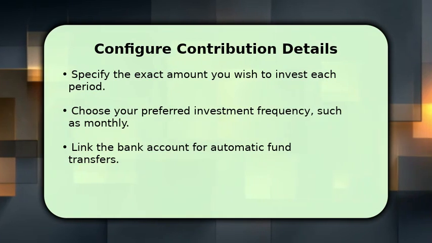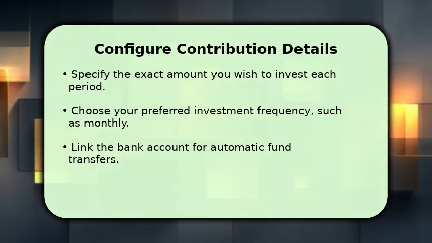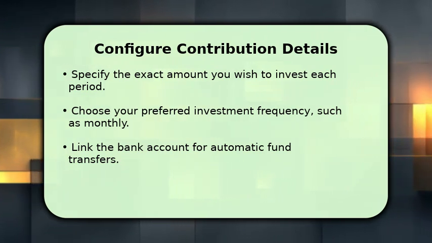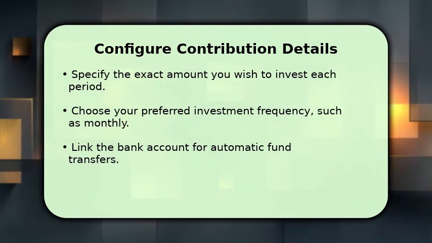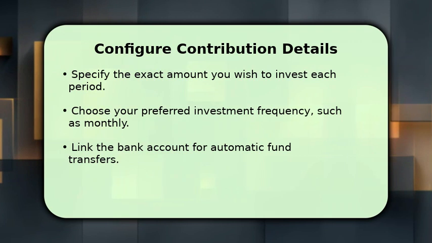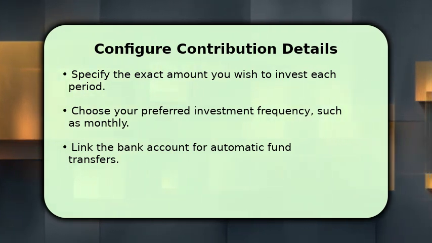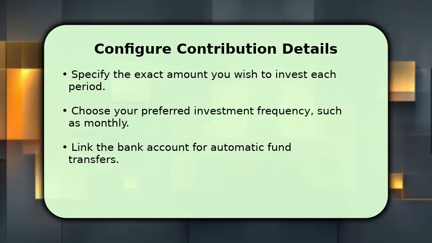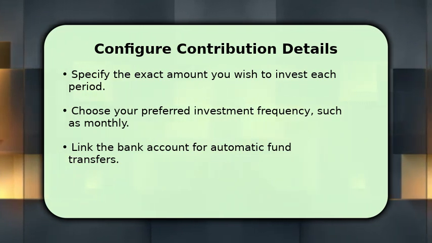Now it's time to configure the details of your recurring contributions. You'll need to specify the exact amount you want to invest each time, perhaps $100, for example. Then, select how often you'd like these investments to occur, such as monthly, bi-weekly, or quarterly. Finally, link the bank account from which Vanguard will automatically draw these funds. This ensures a seamless and consistent investment schedule.